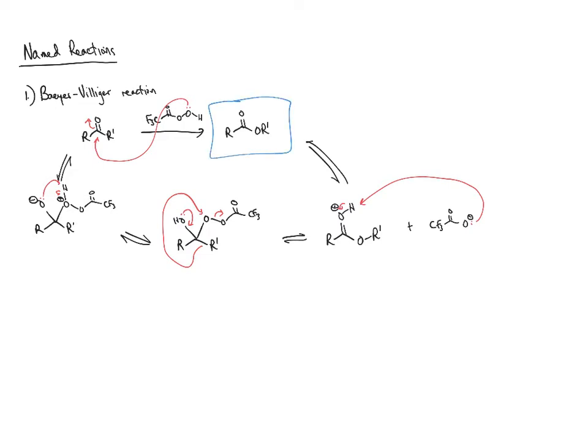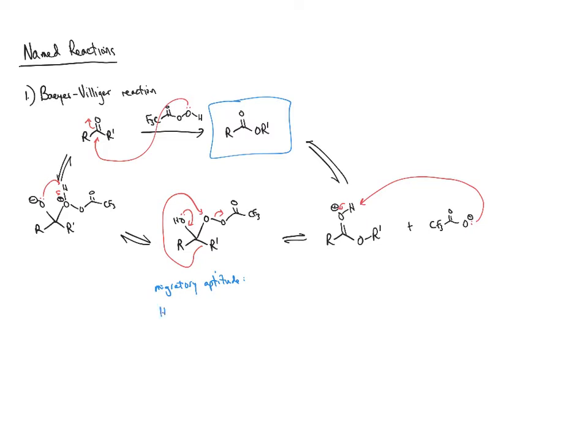Okay. Now it's at the stage of the rearrangement where we have some important things going on. And so there's something known as the migratory aptitude. So let's say we have R and R prime that are different. How do we know which one is going to be the one that moves? And so the migratory aptitude is the potential for something to migrate.